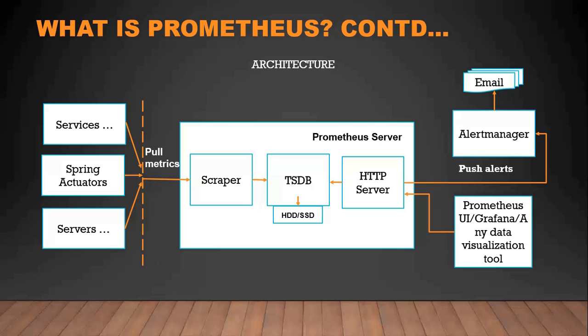Once it pulls the metrics information, it stores it in the time series database. And then, over these HTTP endpoints, it provides information to graphical user interfaces or visualization tools like Grafana or the Prometheus UI, and many other third-party tools that are available. It also sends notifications to the alert manager, which sends email notifications to the stakeholders. So those are the major components of Prometheus.